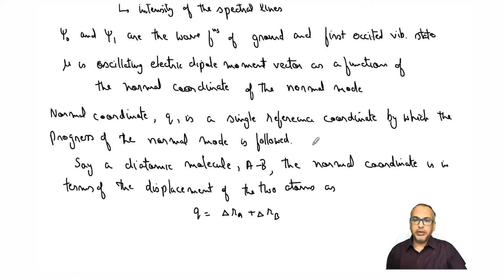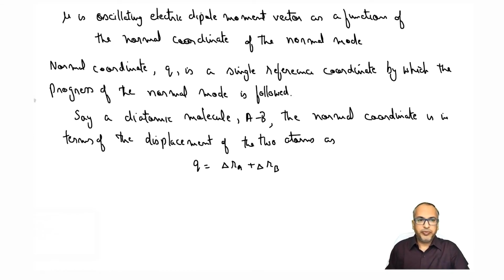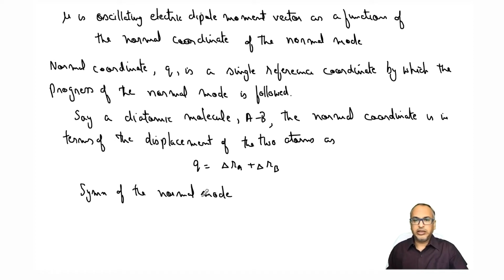So what is the idea behind it? The idea is the symmetry of the normal mode. Why are we doing this? The symmetry of the normal mode, which we already know from the character table, right? We learned in the last lecture how to find out the symmetry of a normal mode, is the same as the symmetry of the corresponding normal coordinate.